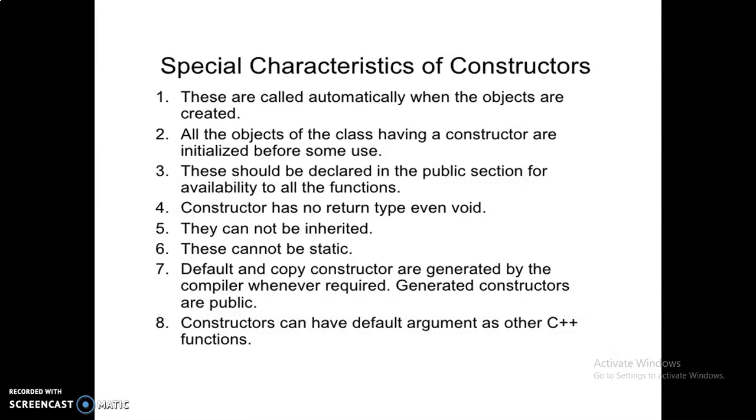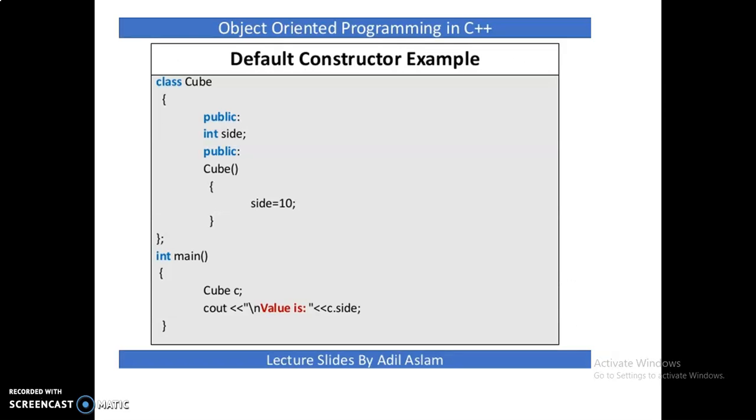Constructors are generated public. A constructor can have default arguments like other C++ functions. So these are some special characteristics of the constructor. Now this is an example of the constructor.